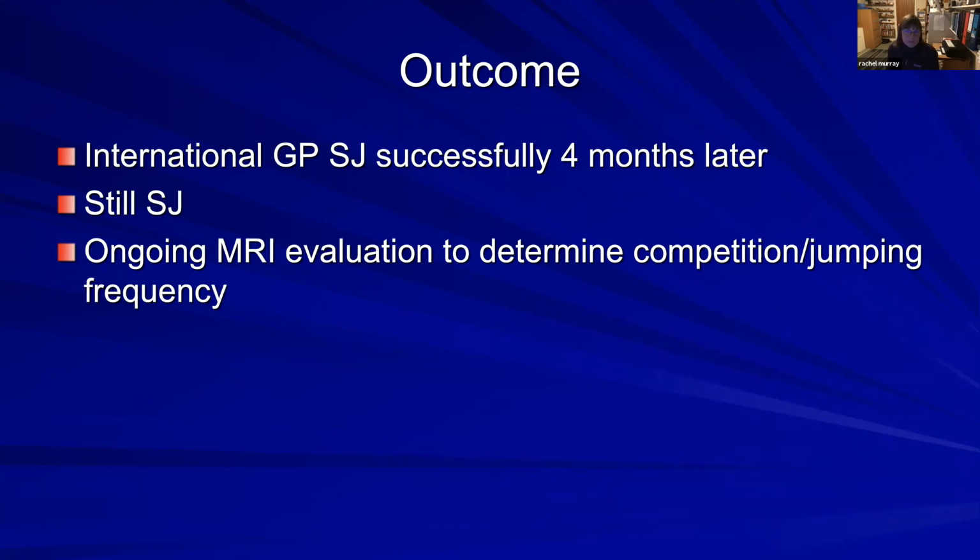And the horse was still show jumping 6 months later or a year later, but was having ongoing MRI evaluation just to determine and guide competition and jumping frequency, because this is a likely repetitive overload bone injury. And so giving the bone sufficient recovery time to manage coping with the amount of jumping it's getting, it could just about keep this horse in competition.